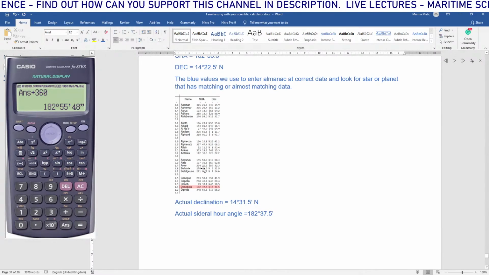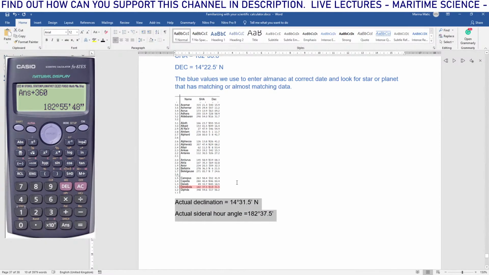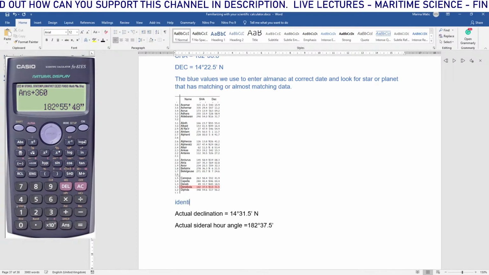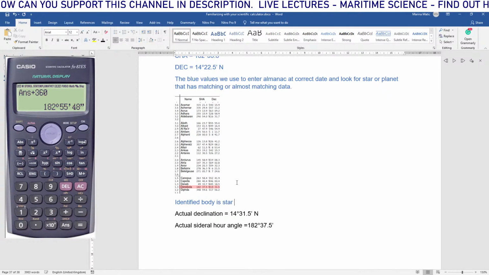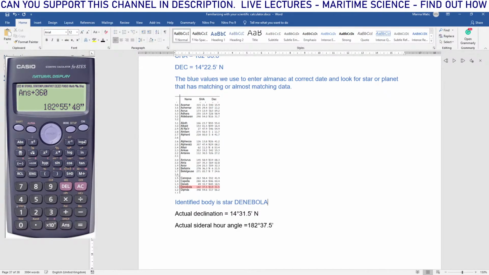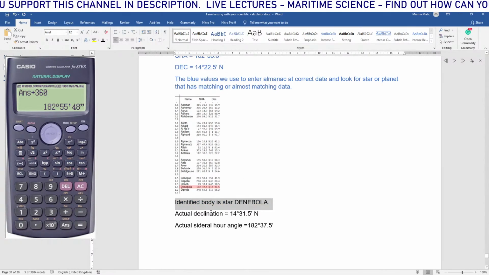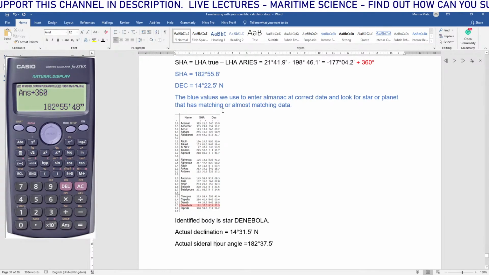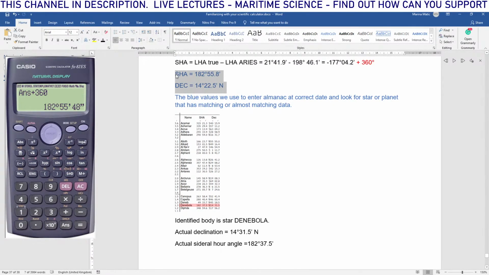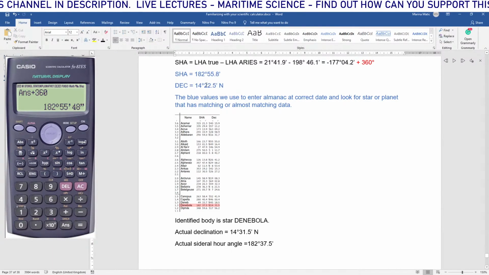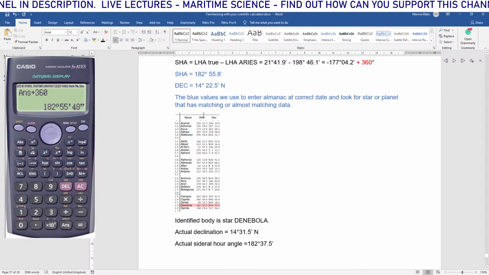is the SHA matching. Now that we have matched, now that we have the identification, so identified body is star the nebula. And from the almanac, you take the actual values. So these two values that we obtained, they are just approximate values used for identification. So never again in procedure are you going to use these two numbers. They are over. We just calculated them to identify the body.